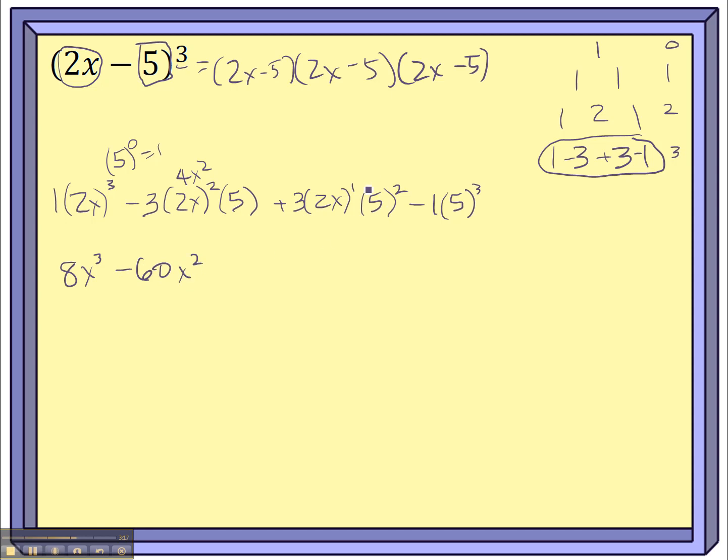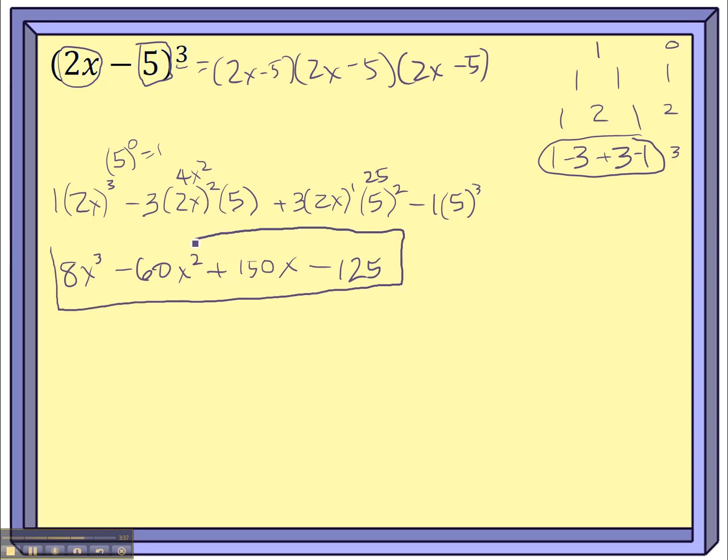Okay, let's deal with this 5 squared here first, which is 25. 25 times 2 is 50. 50 times 3 is plus 150x. And then finally, minus 5 cubed, which is 125. So there is that binomial all cubed out, and we didn't have to do a lick of FOILing.